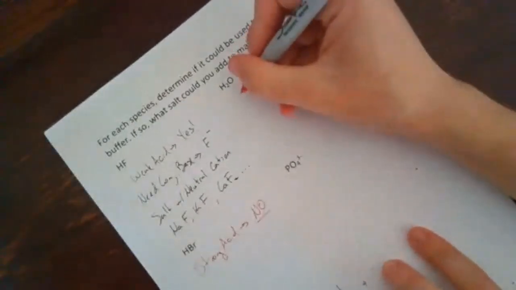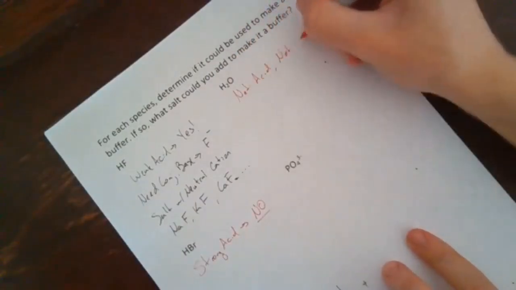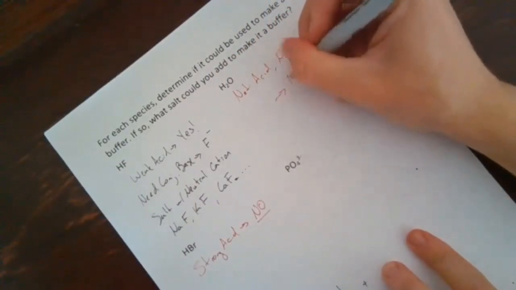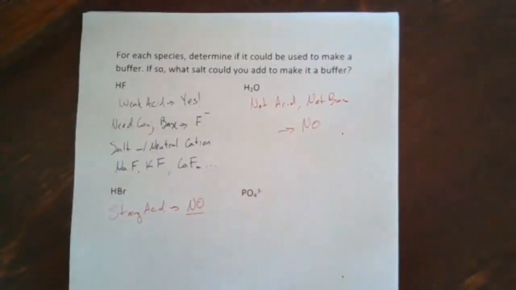Got the red pen out, which means H2O is again a no. This is not an acid, not a base. So no, water cannot be the base of a buffer. It has to be a weak acid or a weak base, something that causes the pH of water to change has to be in there, not water itself.